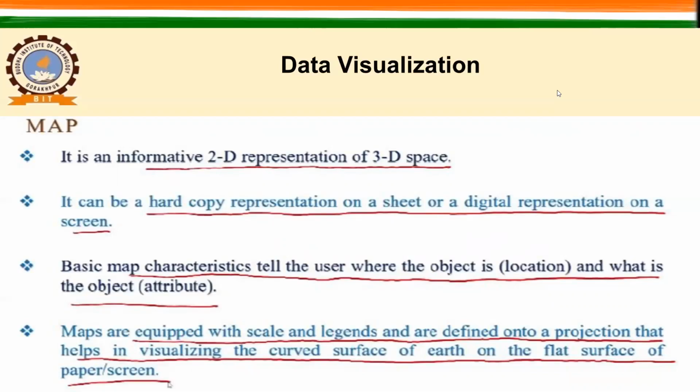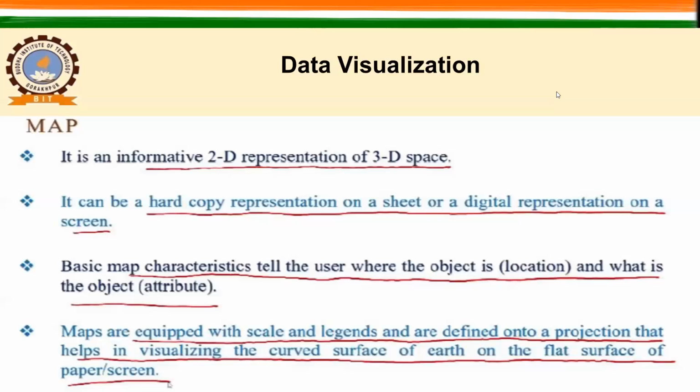That is the basic definition of map. तो map का एक basic definition ये है, it is the informative 2D representation of 3D space. So we want to present our real world picture or object in 2D, right, on a plain paper. So it can be a hard copy representation on a sheet or a digital representation on a screen. So both are basically maps.